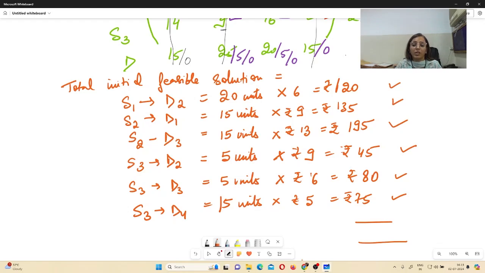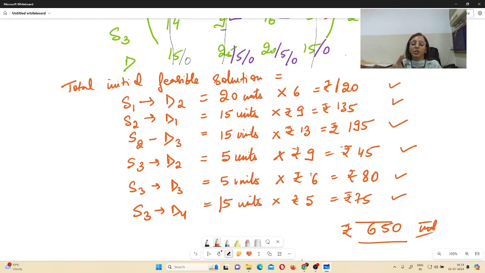It is possible that the scenario is the same, but the answer is different. But these are all initial feasible solutions. For getting the optimum solution, yes, definitely we will apply the MODI method and find out whether the initial feasible solution remains the same as the optimum solution. So this is the way you calculate your LCM method, right?